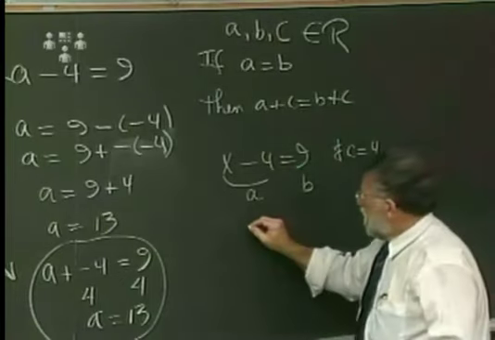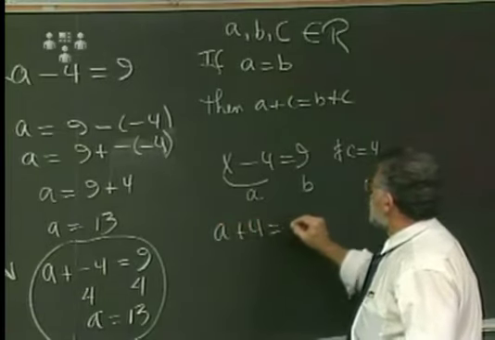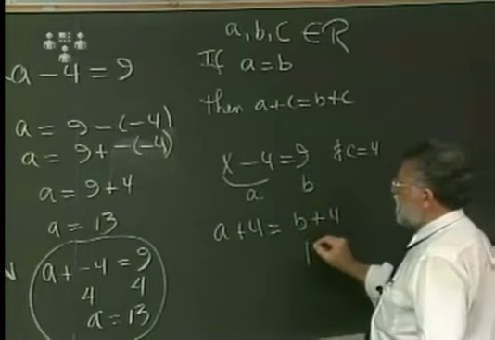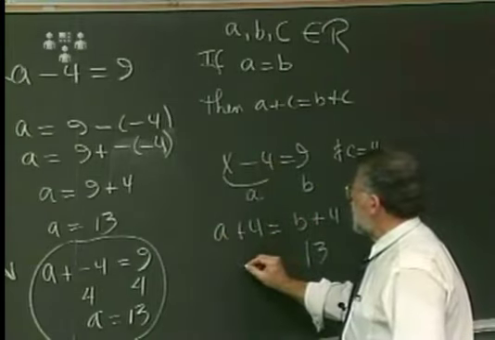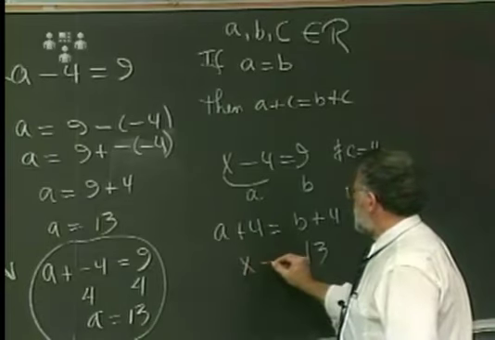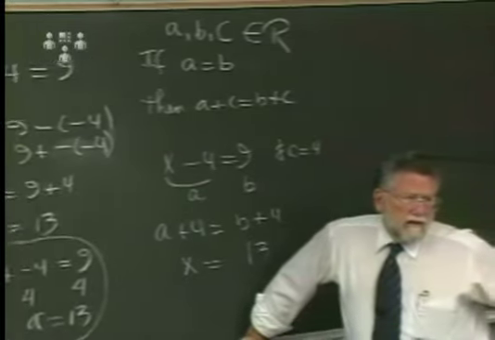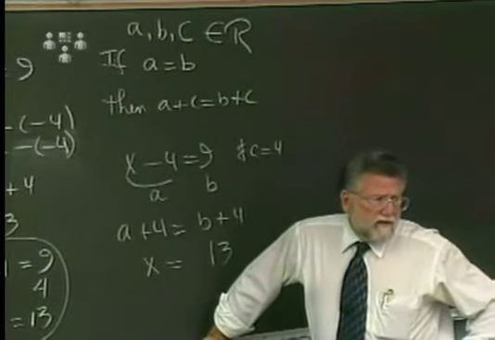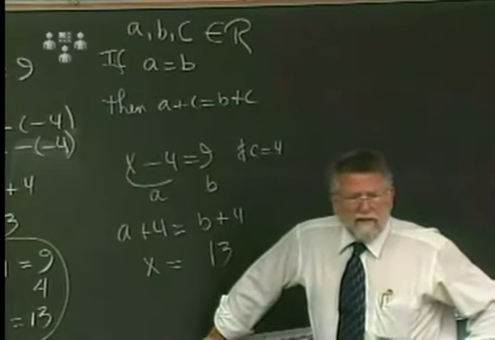So I'd have A plus 4 equals B plus 4 in this case. Well, B was 9, so that gave me 13. A was X minus 4, so that just gives me X. And we say you have solved the equation. We add the same thing to both sides to get the variable by itself. We don't have a related subtraction. That's the key.